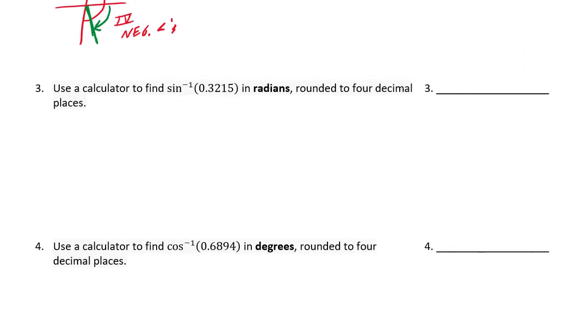Numbers 3 and 4 here, as you can see, just want us to basically demonstrate that we know how to utilize the calculator for these. So these ones should be about as straightforward as possible, but the key difference here is, notice number 3 is going to want our answer in radians, whereas number 4 is going to want our answer in degrees. So paying attention to what mode we're in is going to be key, at least for these two specific problems.